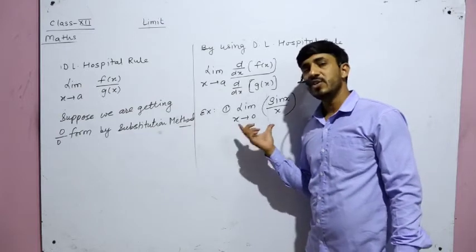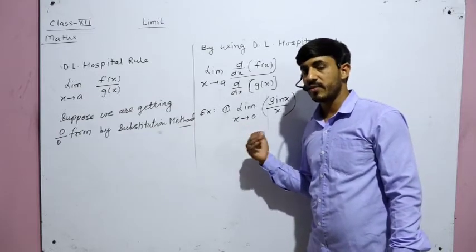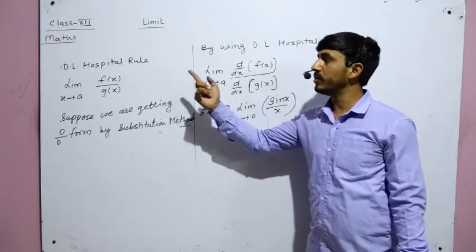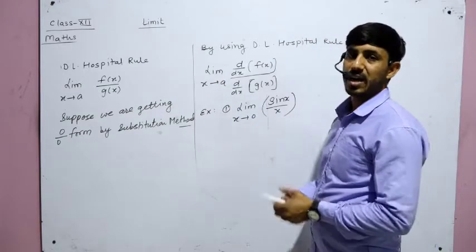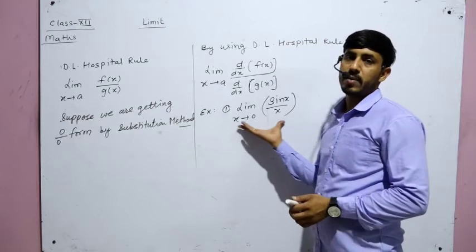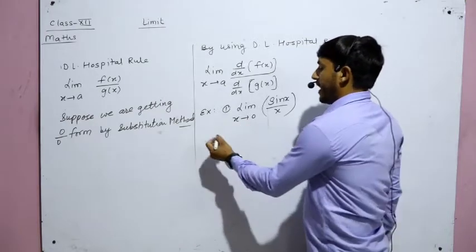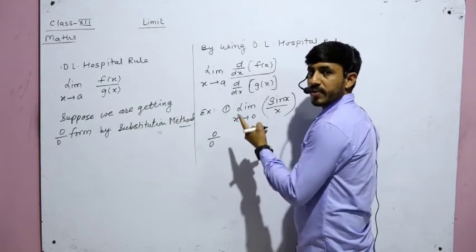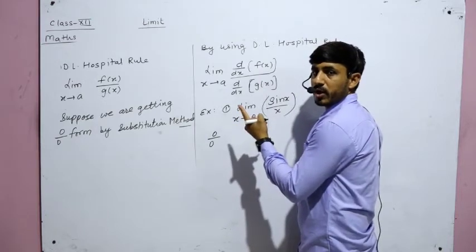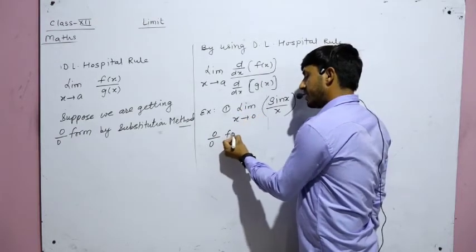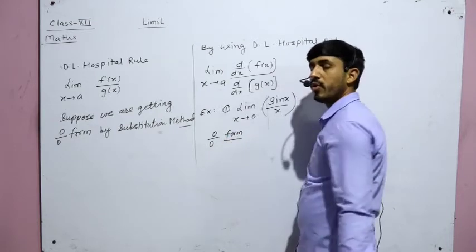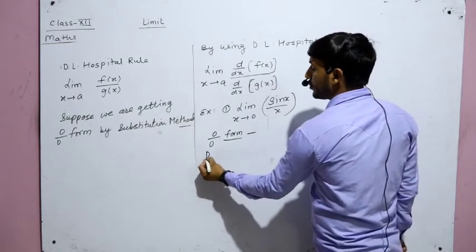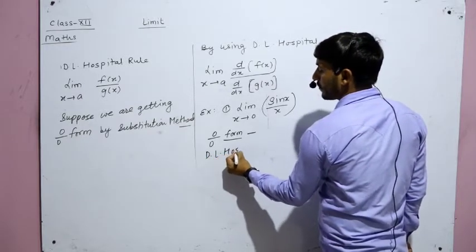As we can see, this is the basic standard limit, and we can explain it by the expansion method. But here I am telling about L'Hospital rule, how it will work on this type of limit. We have to think about 0/0 form, because this is the basic condition for L'Hospital rule. As the 0/0 form is obtained from the substitution method, we can use L'Hospital rule.